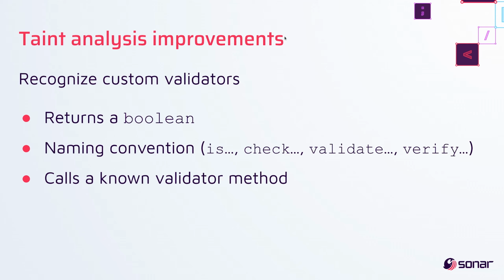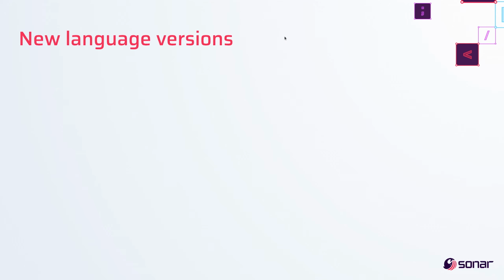So now we're going to recognize the validators that you write as well when they follow particular patterns. So if it returns a Boolean, it follows a naming convention that we understand, and it calls a known validator method such as a pattern matcher or a regular expression, then we're going to recognize that as a custom validator and understand that if the user provided data gets through that, it's okay to use.